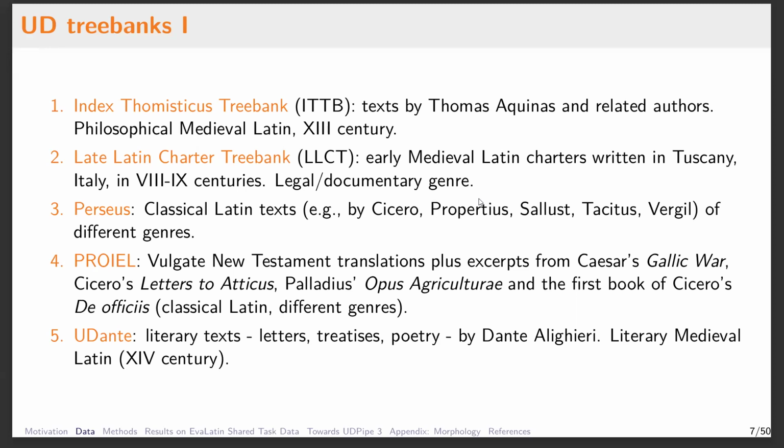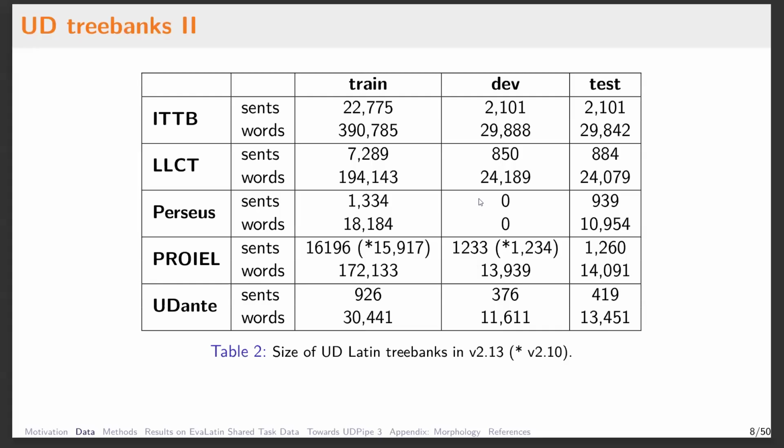Then in Perseus, we have classical works, both poetry and prose. In Proiel, again, more classical works, plus the Latin translation of the Bible, the New Testament specifically. And finally, Dante's literary works: Dante Alighieri was already composing in Old Italian, but he also had a literary production in Latin. It's again medieval Latin, but late, 14th century. And those are the sizes. As I said, ITTB is the largest, Perseus is the smallest.